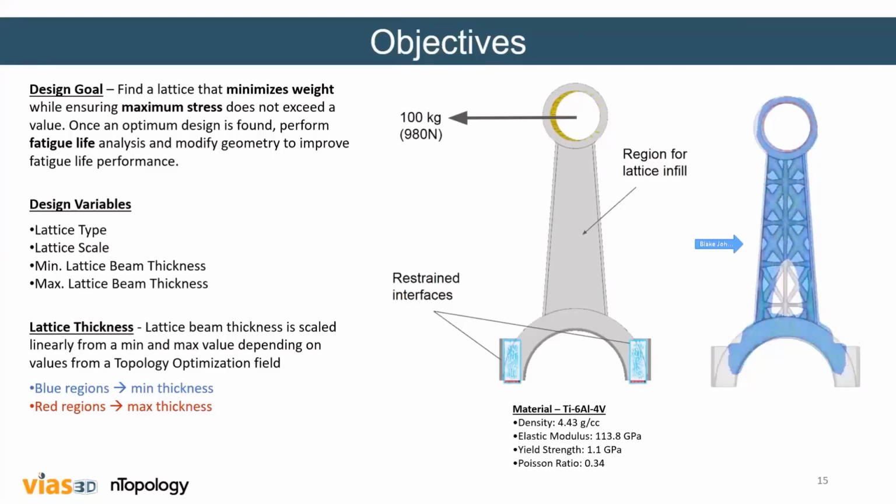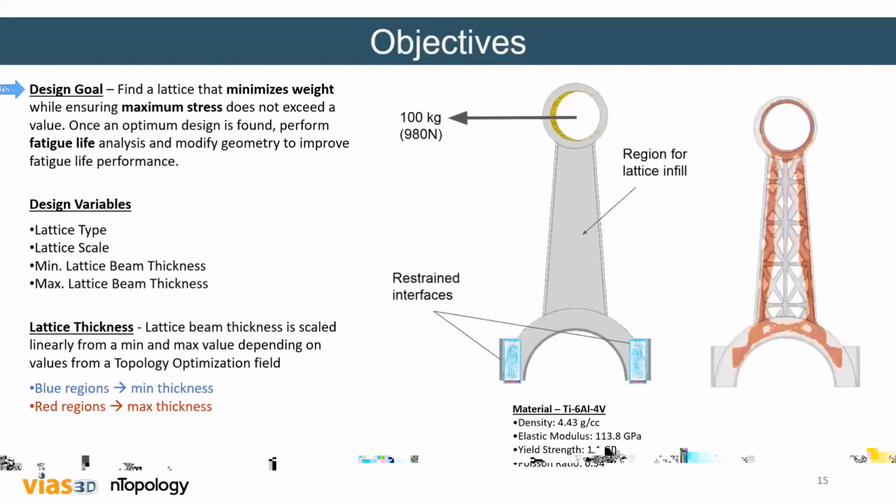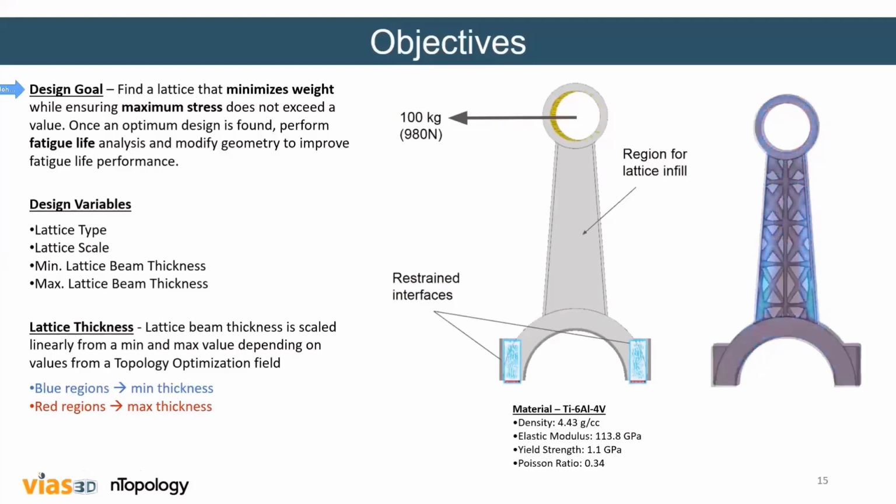To reiterate our design goal, we want to find that lattice that minimizes weight while ensuring that the max stress doesn't exceed some value. So we want to find that balance between the stress response and the weight by choosing a lattice. And beyond that, we want to check for the fatigue life. Once that optimum lattice design is found, we want to perform fatigue life analysis and modify the geometry where we might see fatigue life issues. And that's done with Tosca and Fe-safe.